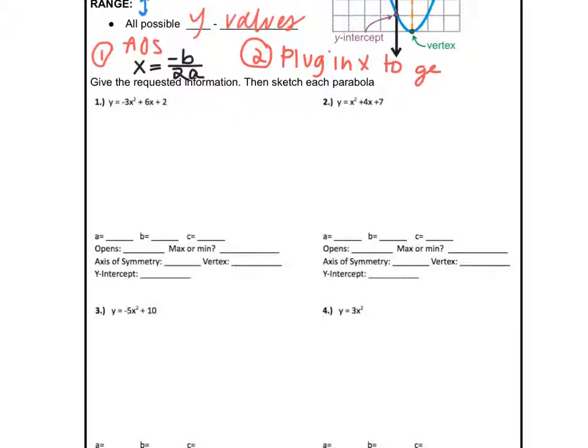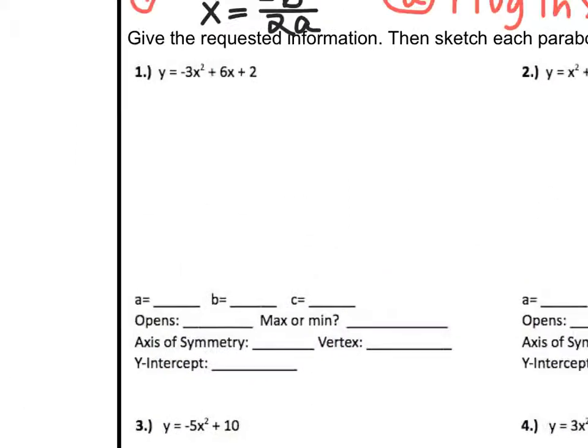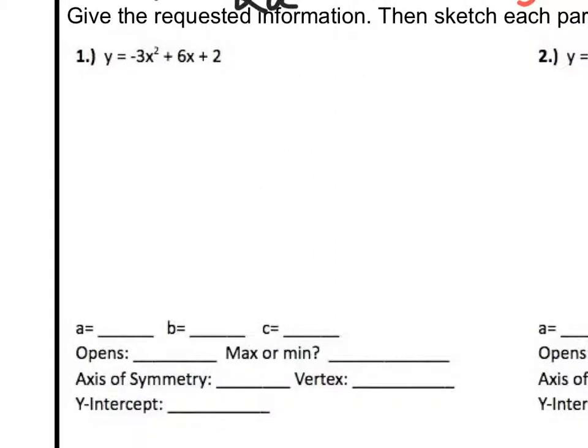Because that will get you the vertex. Same process every single time. Of course, we're going to identify A, B, and C first because that makes our lives easier. We're going to do number 1 first, obviously. Okay, number 1 is negative 3x squared plus 6x plus 2.